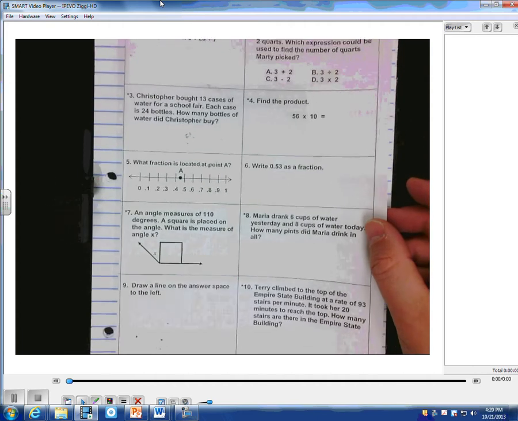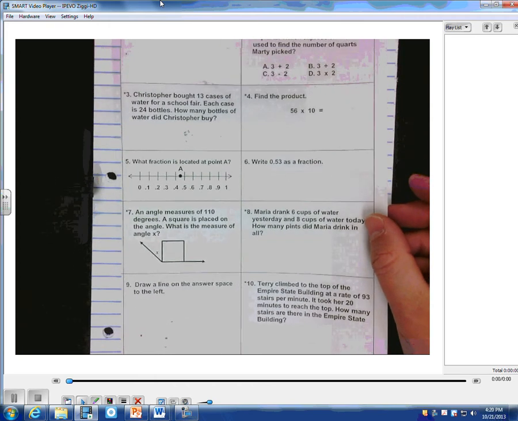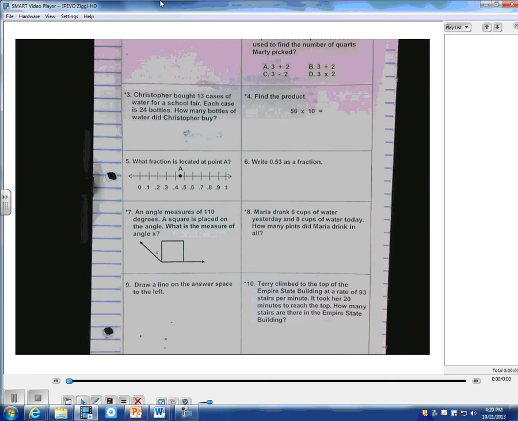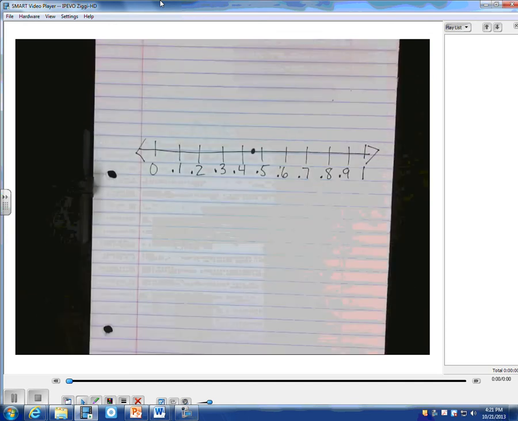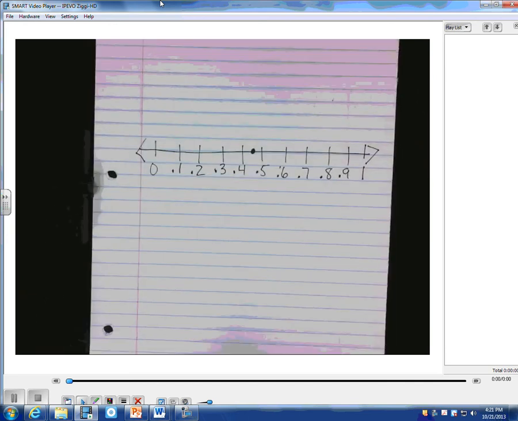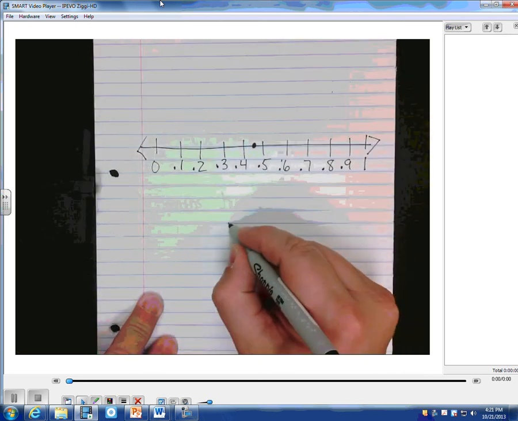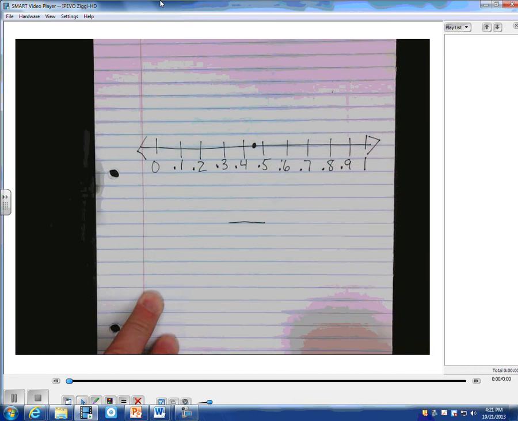Okay, and the last one, number 5. It says, what fraction is located at point A? What fraction is located at point A? So let's look at this one. They want to know the fraction. So I'm just going to go ahead and write my fraction bar there.